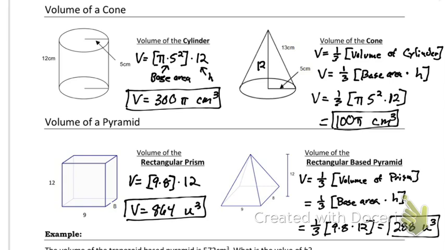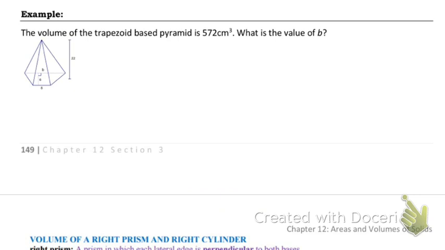That's it. Cones, pyramids, 1/3 base times height. Not the hardest thing in the world to have memorized. All right, we are going to use that in a slightly harder problem. This one says the volume of a trapezoid base pyramid is 572 centimeters cubed. What is the value of B?